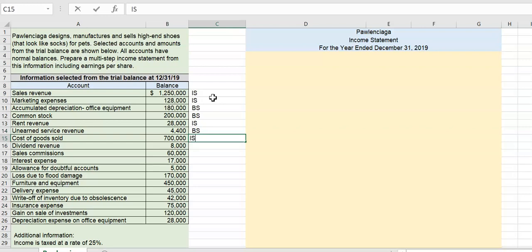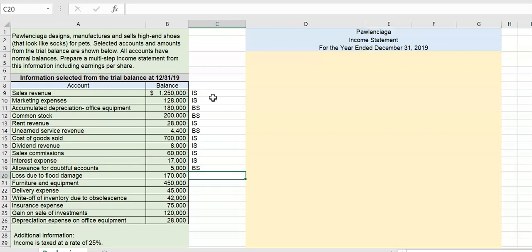Cost of goods sold, that's an expense on the income statement. Dividend revenue, that's a revenue item for the income statement. Sales commissions, another way of saying this would be sales commissions expense. This is our expense associated with giving our salespeople commissions in hopes that they're going to really push and sell our products. Interest expense, income statement. How about allowance for doubtful accounts? Does that go on the income statement? Well, it relates to bad debts expense, but allowance for doubtful accounts is a balance sheet account. Remember, it's the contra asset that says this is the portion of our receivables we expect we'll never collect.